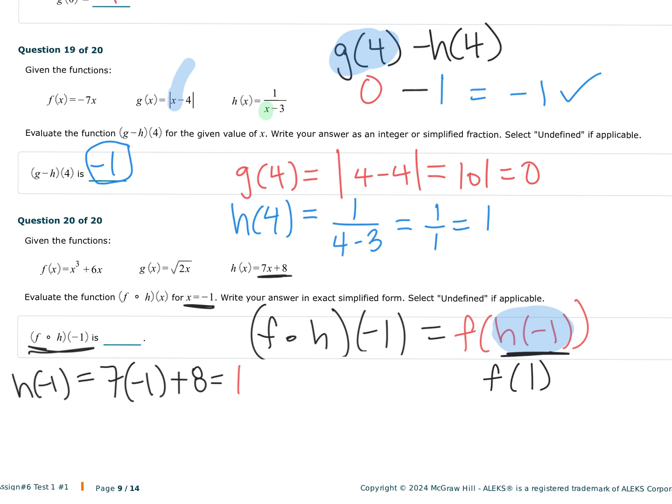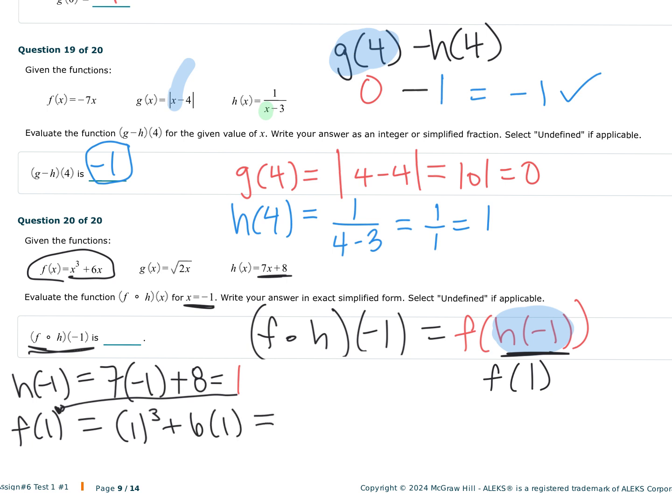So then I drop down, and now I need to find f at 1. So remember, I use this result here to evaluate f at 1. And so here's the f of x function. So that's going to be 1 cubed plus 6 times 1. Well, 1 cubed is just 1, plus 6 times 1 would be 1 plus 6, which is 7. So I end up with 7 for that one.